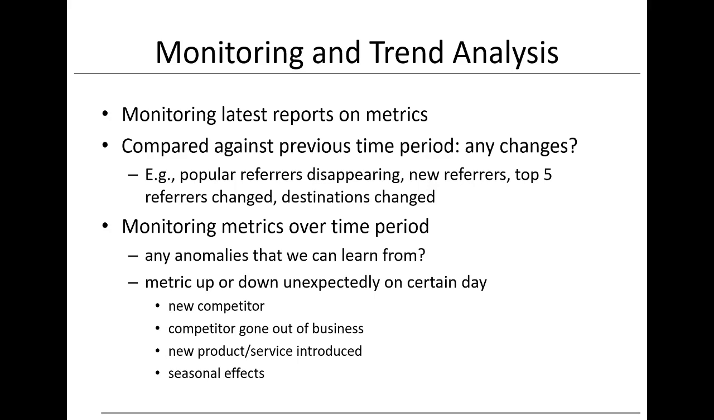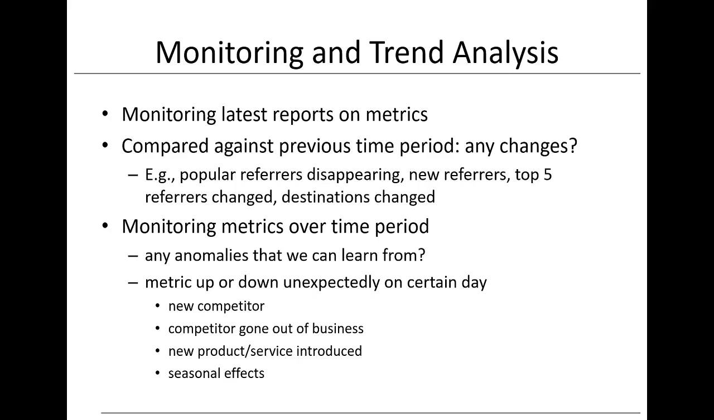Companies compare their web metrics against previous time periods and see whether there are any changes. Examples could be popular referrers disappearing, new referrers, the top 5 referrers that has changed, the top destinations that have changed, etc. All of this should then be followed by the question, why?